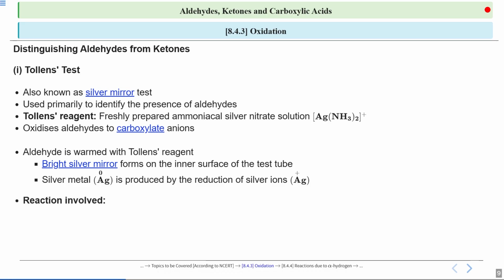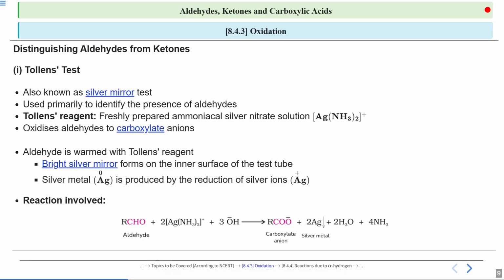So now let us look at the reaction which is involved in the Tollens test. Here you can see this reaction. You will see an aldehyde, which is RCHO. When you treat this aldehyde with Tollens reagent, that is ammoniacal silver nitrate solution, in the presence of a basic medium, you will get a carboxylate anion, which is RCOO minus, and you will get a silver metal. The silver metal precipitates as a silver mirror, along with water and ammonia molecules as side products.